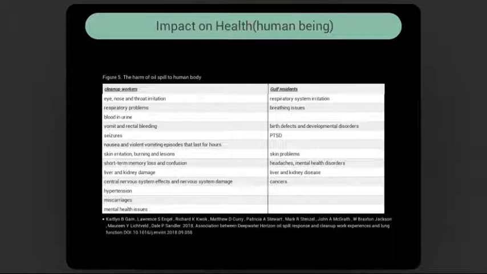In this slide, we'll talk about the impact on human beings' health. It can be seen from the table that both the oil spill cleaners and residents will have respiratory system and skin irritation, liver and kidney damage, headaches, and vomiting. In addition, they all have psychological barriers. It can be said that the incident has extensively affected people's health.